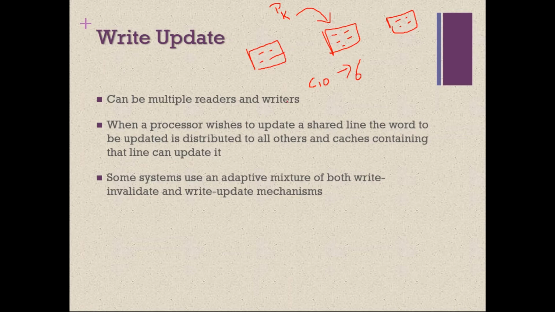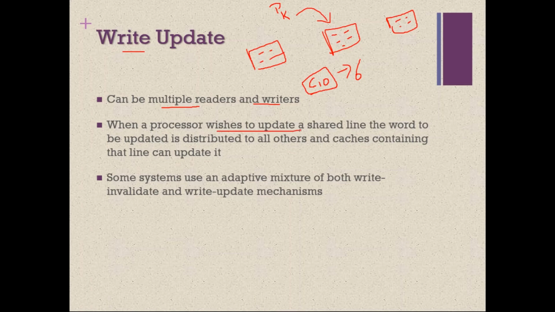This information it will communicate to all the processors. If any other processor has the same line, maybe in their cache it is a different line number but the content is the same, then they will also modify it. That concept is called write update. After performing a write operation, the processor will immediately communicate to all the other processors that I have made this change, you also update. So there can be multiple readers and multiple writers here.